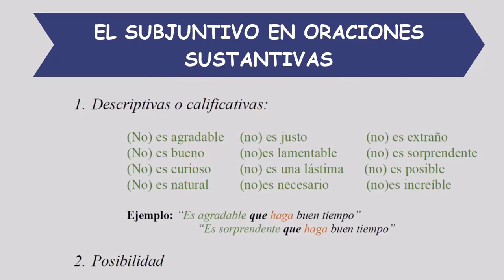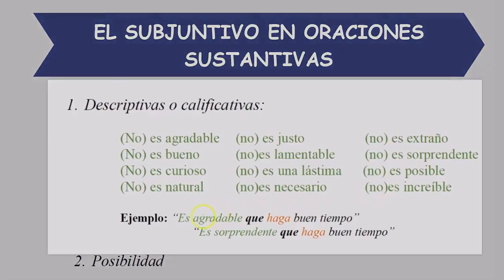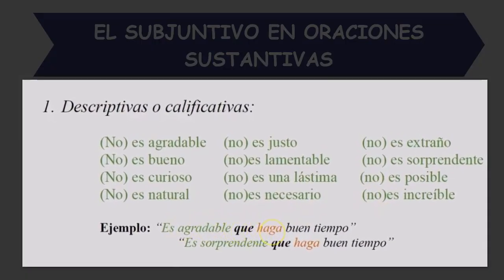If you're saying that it's good or it's not good, it's nice or it's not nice, it's natural or it's not natural, that something may happen. It doesn't really matter so much what your opinion about the fact is. It's just the fact that you're giving an opinion about a fact. That triggers the subjunctive. Es agradable que haga buen tiempo. And if you thought that it's not nice or we have good weather, that would still be the subjunctive.